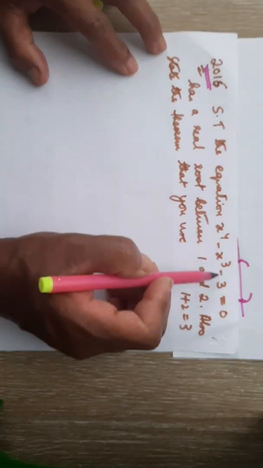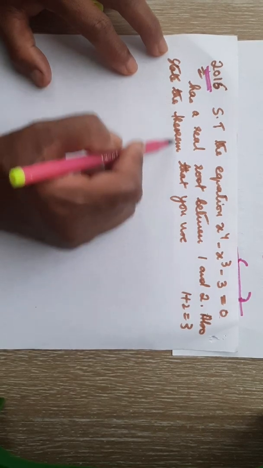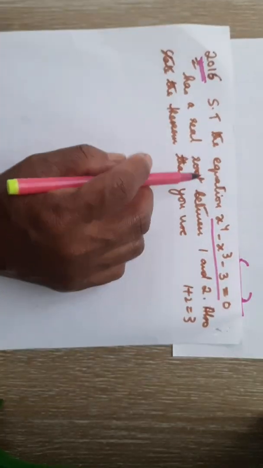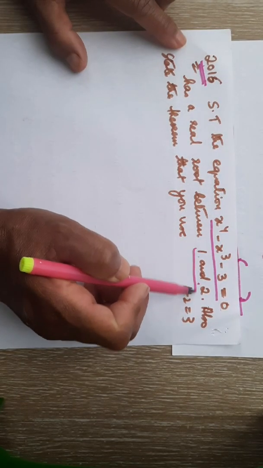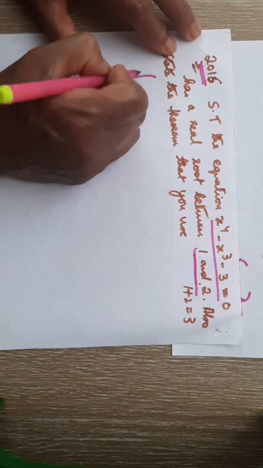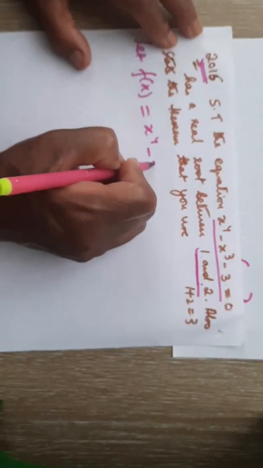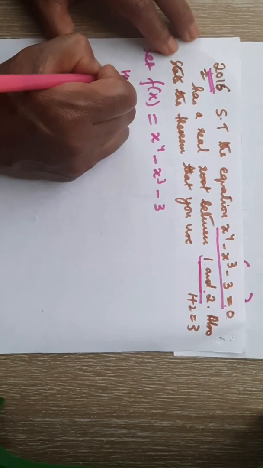Show that the equation x^4 - x^3 - 3 = 0 has a real root between 1 and 2. Also state the theorem that you use. Now what we need to do is show that there exists a root lying between 1 and 2. So let us take this interval. Now let f(x) = x^4 - x^3 - 3.